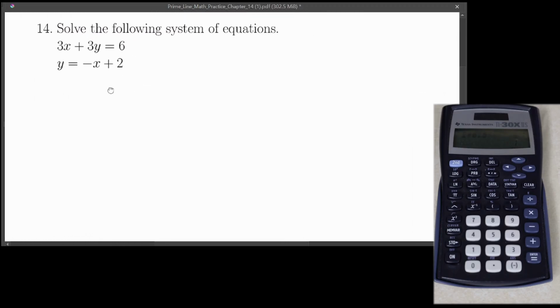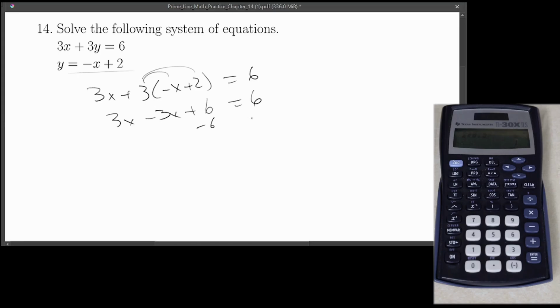And for our last problem, I'm going to plug this directly in for the y. So I've got 3x plus 3 times negative x plus 2 equals 6. I'll distribute 3 through, so I've got 3x minus 3x plus 6 equals 6. Notice that if I subtract 6 from both sides, I've got 3x minus 3x equals 0, which we get 0 equals 0. And so this is a many solutions.